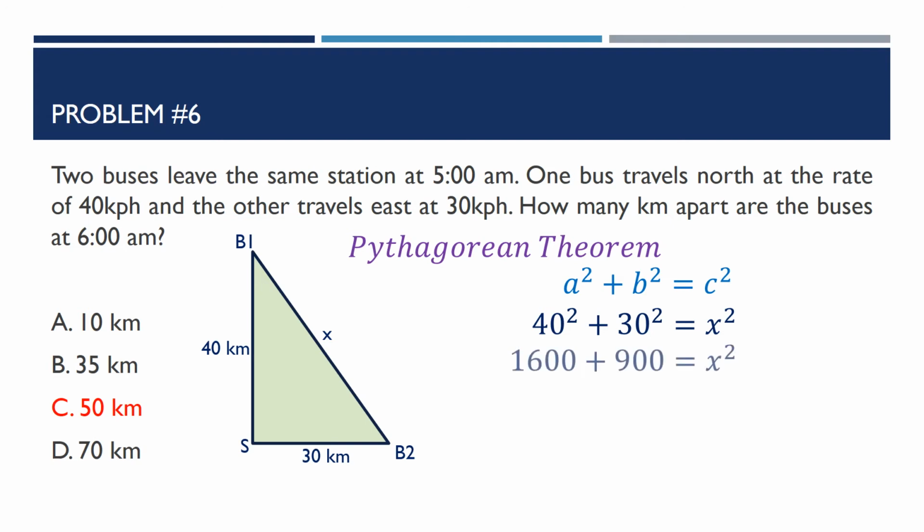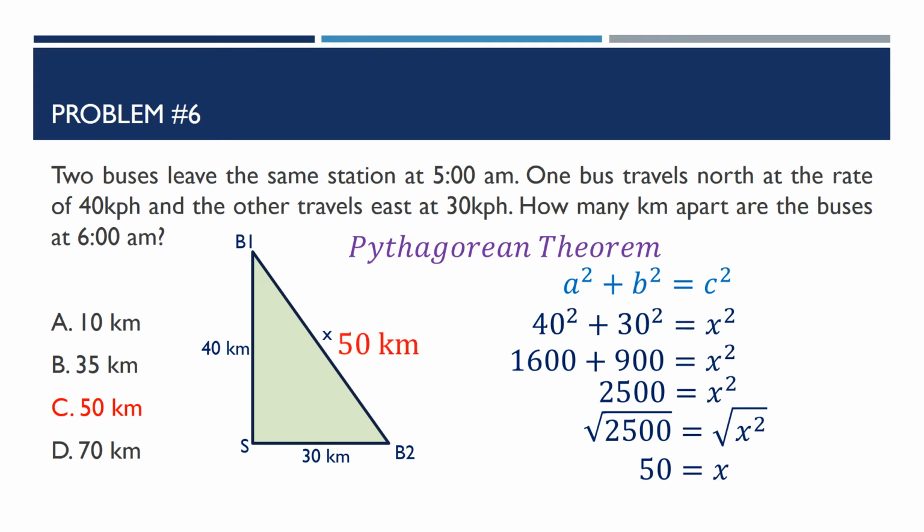And so let us solve this. The squares of 40 and 30 are 1600 and 900, and then get the sum. So it's 2500, and then we take the square root of both sides to get the value of x. The square root of 2500 is 50, so that means x is 50. So the distance between bus 1 and bus 2 at 6 a.m. is 50 kilometers.